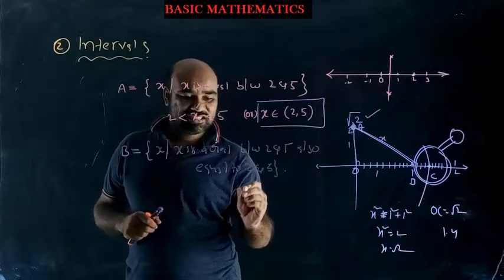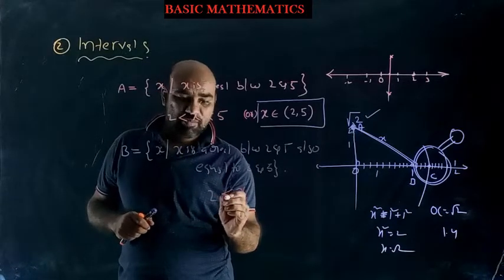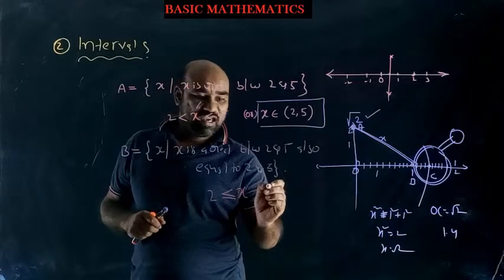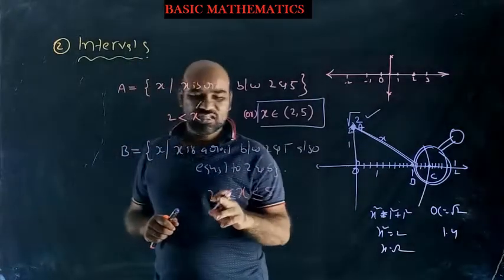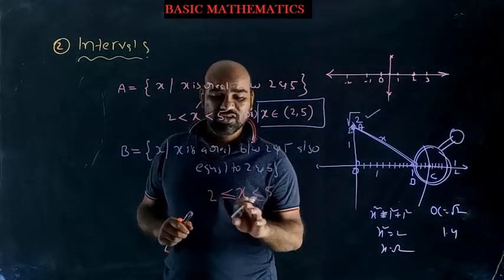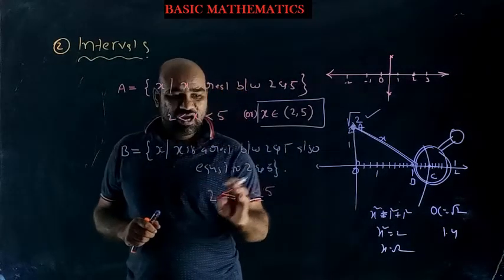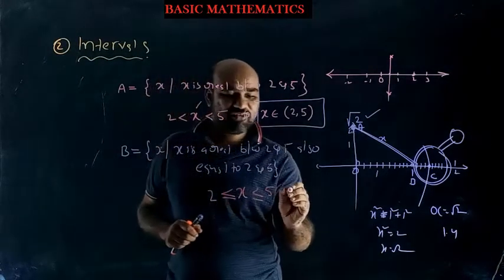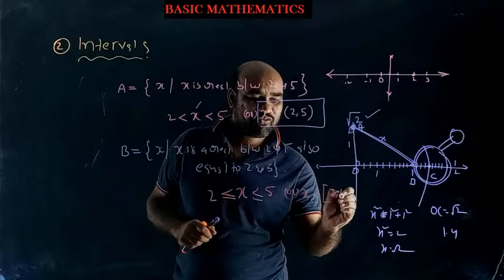So x is a real number that is greater than 2 and may be equal to 2, and less than 5 and may be equal to 5. So we can read it as 2 less than or equal to x less than or equal to 5. It means x is a real number that lies between 2 and 5, including 2 and including 5. Another way you can write it is x belongs to [2, 5].